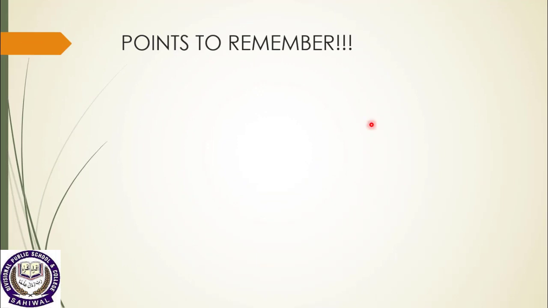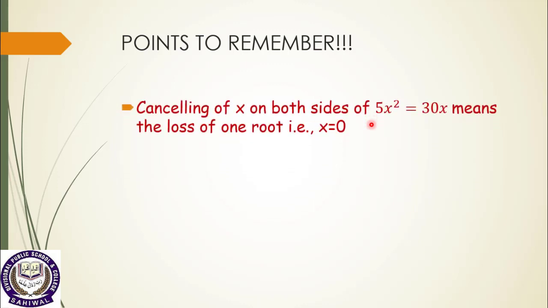There are some points to be remembered while understanding these methods. If you have an equation of the form 5x square equal to 30x, then we cannot cancel x on both sides. Cancelling x on both sides means we will lose one root, that is, x is equal to 0. Instead, we take 30x from right hand side to the left hand side, and taking x as a common factor, we get x equal to 0.